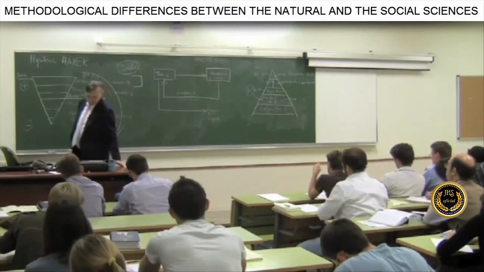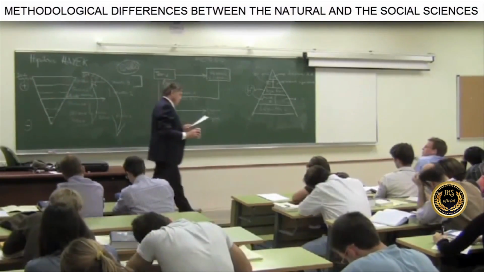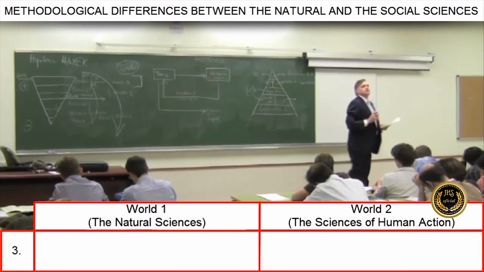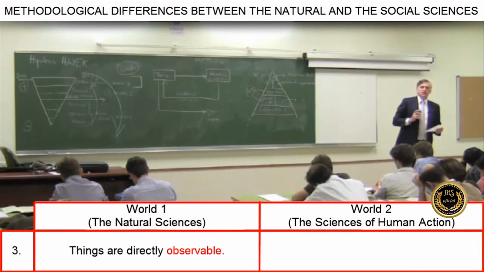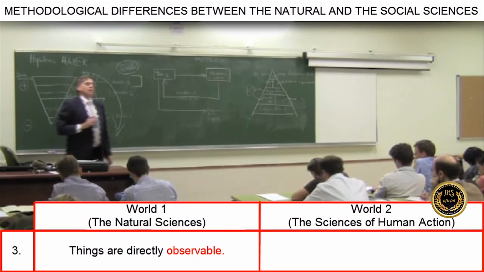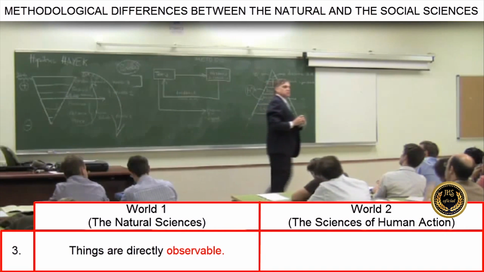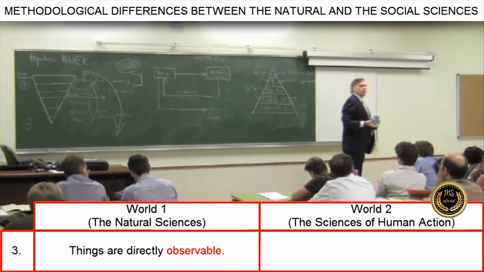Point number 3. The things natural scientists study are directly observable in the outside world. So with more or less difficulty we can observe a rock, a chemical compound, or a molecule, or a galaxy.